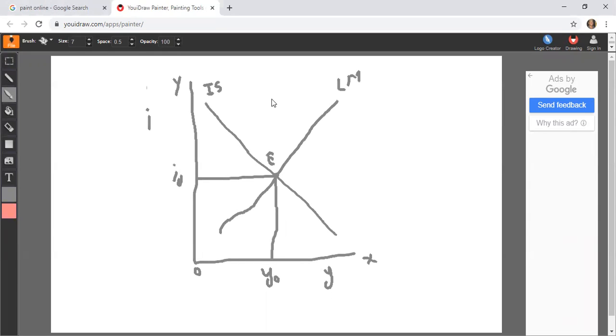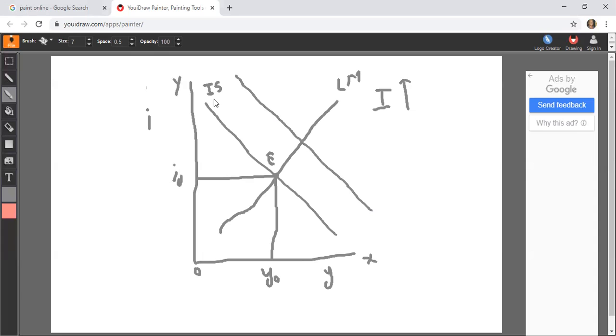The IS curve can be shifted in the upward direction and downward direction. An upward shift of the IS curve may be caused by an increase in investment, and a downward shift in the IS curve can be caused by a decline in investment. Here we assume that there is an increase in investment, an increase in autonomous spending or investment, and as a result, the IS curve shifts upward, and this is a new IS curve.